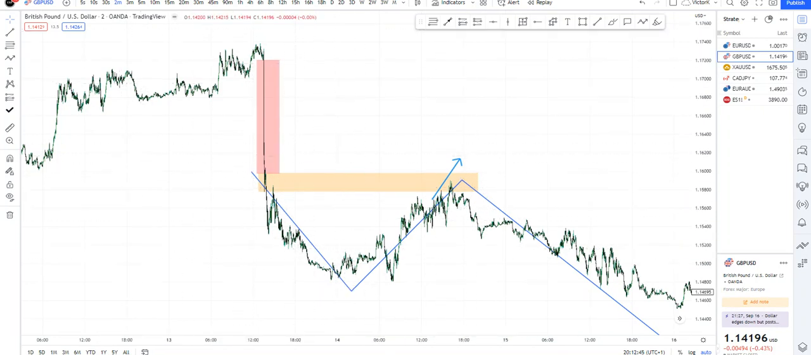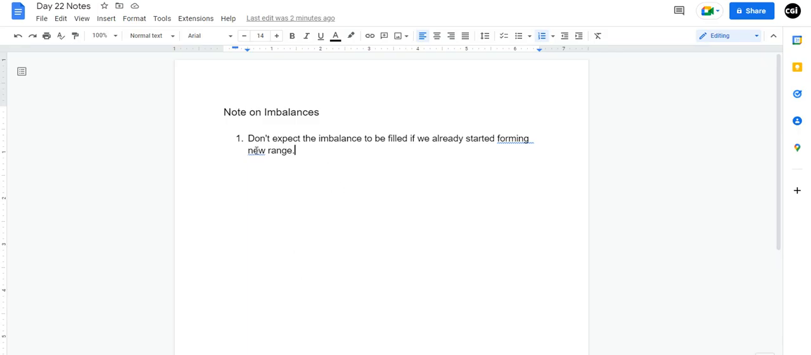Another note that you have to take note of is that if we have not reached the clear liquidity target, don't expect the imbalance to be filled. Alright, so if we have not reached the clear liquidity target, don't expect the imbalance to be filled.